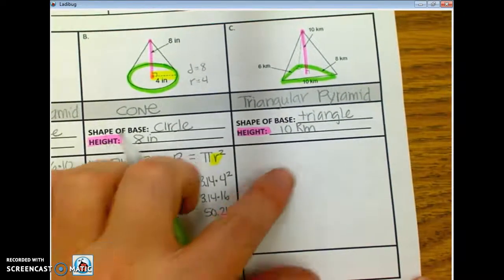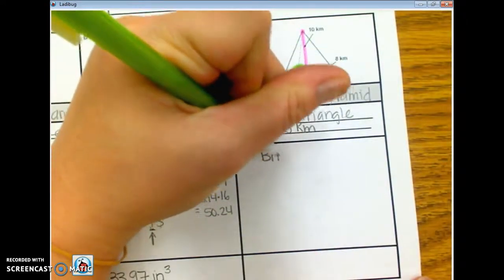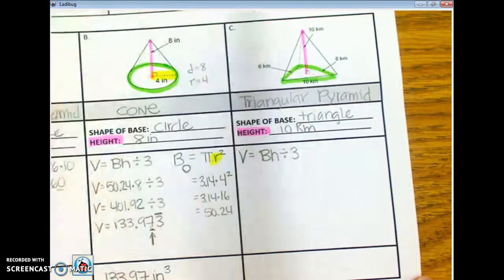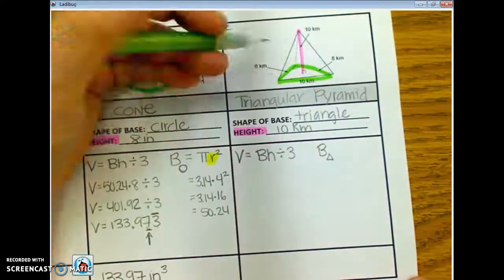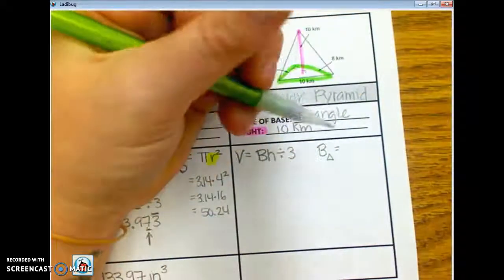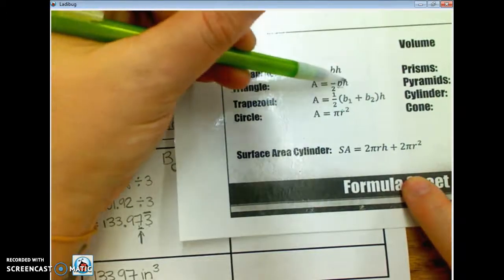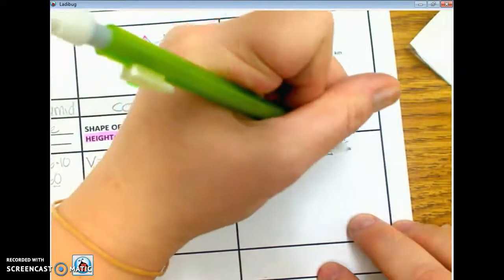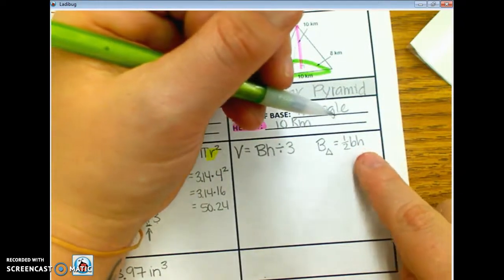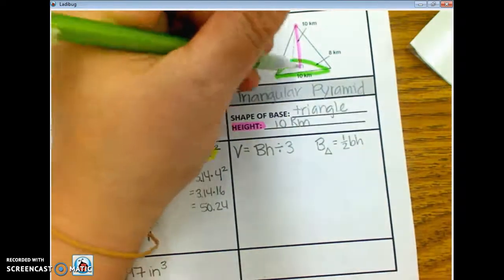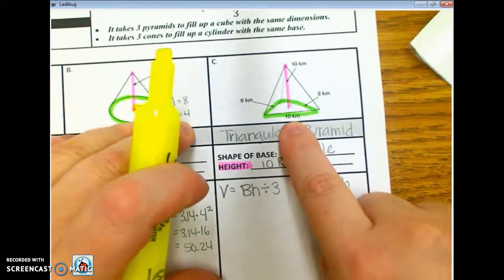All right, so now let's start with our formula. Volume equals the area of the base times height. Don't forget, divide by 3. So the area of my base. Well, my base is a triangle. And again, if I look at my formula card, the area of a triangle is 1/2 base times height. But remember, this base and height are the base and height of the triangle. So I need to look for a 90-degree angle in my base.